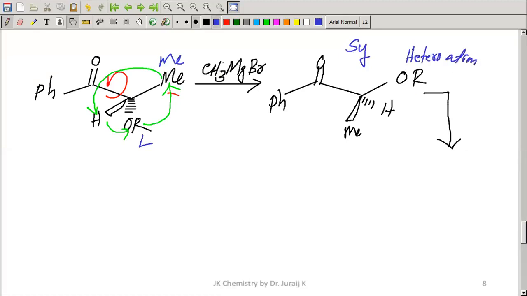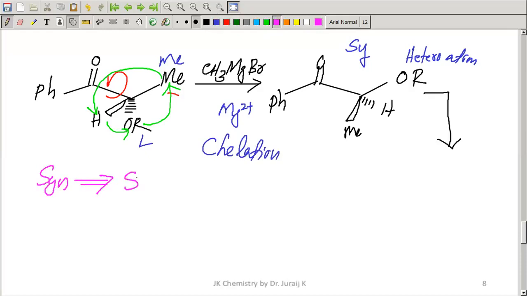And your reagent has Mg2+, so chelation will be there. Now according to our trick, if there is chelation, nucleophilic attack takes place from the side of the small group. Okay, nucleophilic attack will take place on the side of the small group. So accordingly, our predicted product will have no change in this structure.